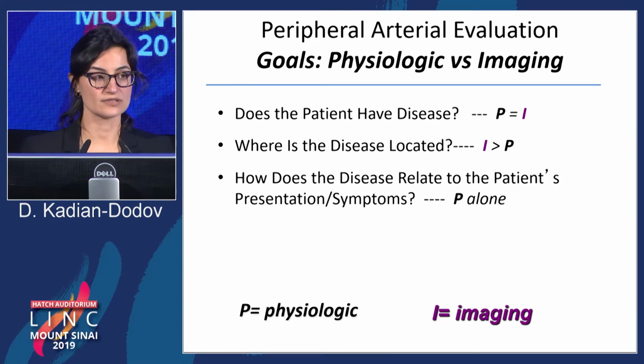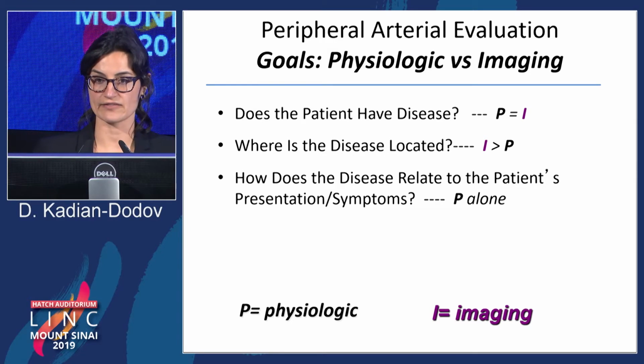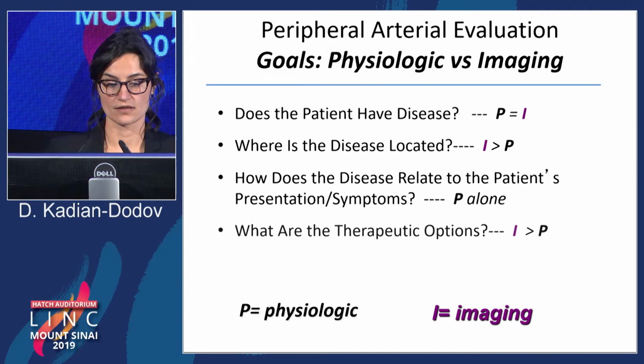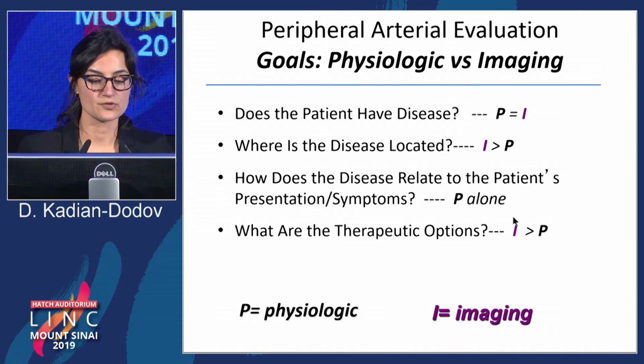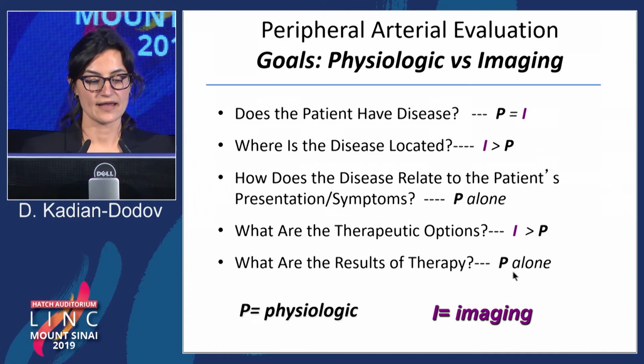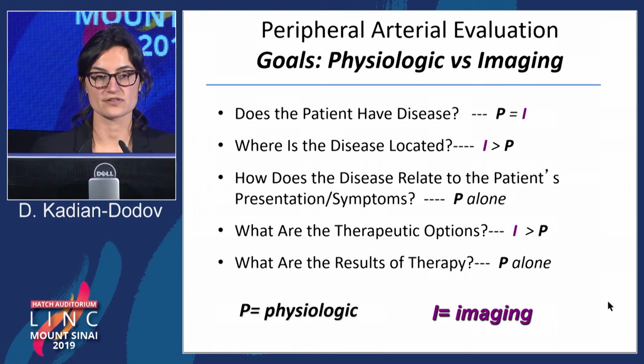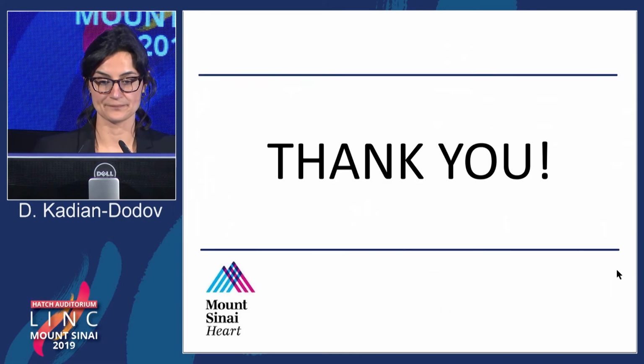If you want to know how it relates to the patient's presentation and symptoms, physiologic testing will tell you that, not the imaging. If you would like to know what your therapeutic options are, imaging will tell you better than physiologic testing. And finally, if you want to know the results of your therapy, that things have actually improved, physiologic testing alone will tell you that.